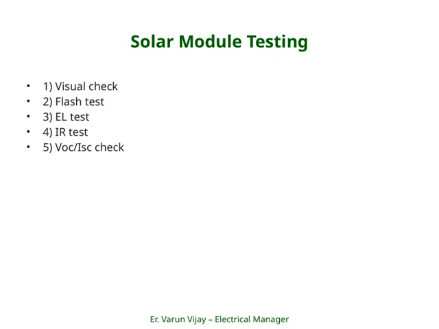Lastly, we check the VOC and ISC, which stand for open circuit voltage and short circuit current, respectively. These measurements confirm the electrical characteristics of the module align with the specified standards. Overall, these testing steps are integral to ensuring the reliability and efficiency of the solar modules, supporting our commitment to quality and safety across the project.